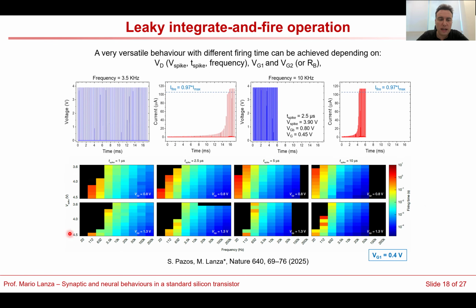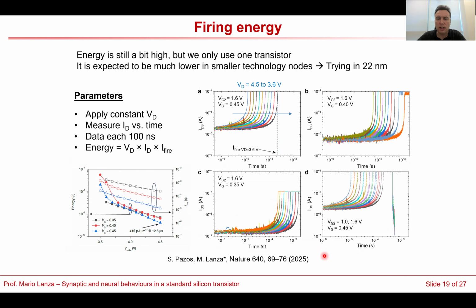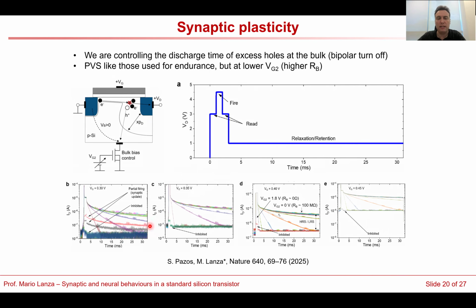Here you can see what happens when we change the voltage of the spike, the frequency of the spike, the duration of the spike, and also the bulk resistance. All this alters the firing time. And all this is for only one gate voltage. We still have the gate voltage of the transistor as an additional parameter to tune the characteristics. We have also calculated the firing time and the firing energy. We observed minimum consumption of 415 picojoules per micrometer, which is already very attractive.